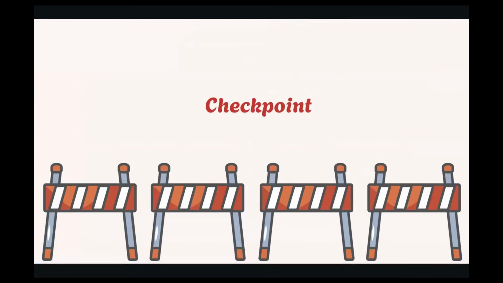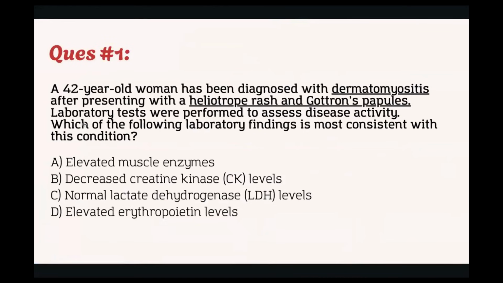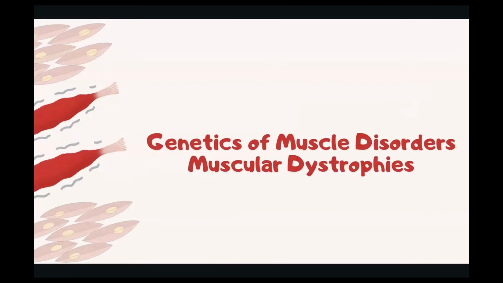And finally, a checkpoint. Let's assess ourselves. So, a 42-year-old woman has been diagnosed with dermatomyositis, presenting with heliotrope rash and Gottron's papules. Laboratory tests were performed to assess the disease activity. Which finding is going to be high? So, as I said, muscle enzymes should be elevated.